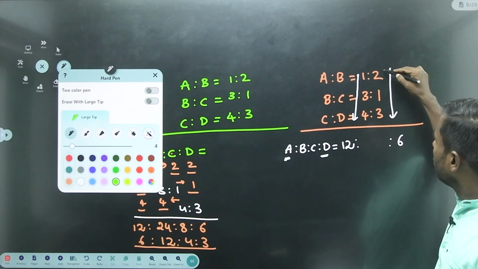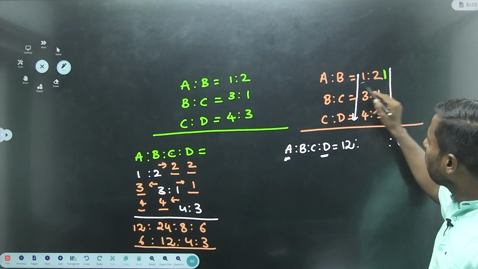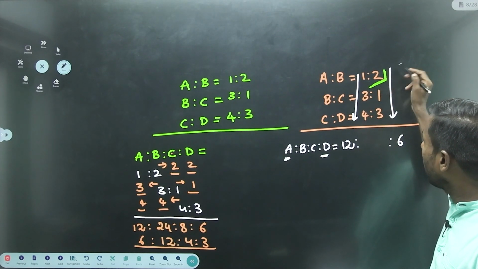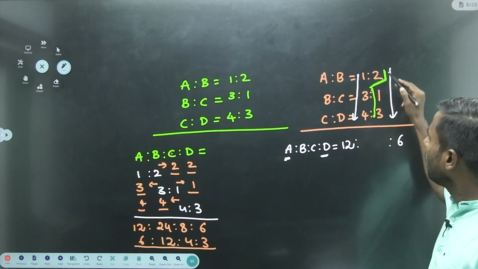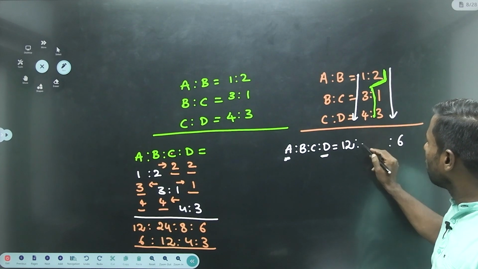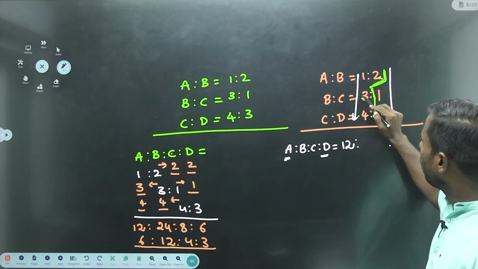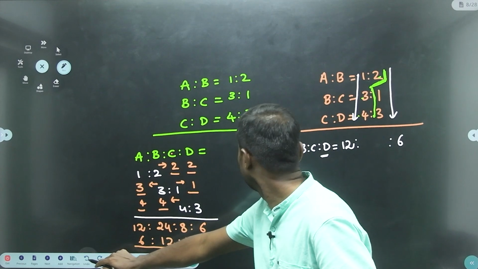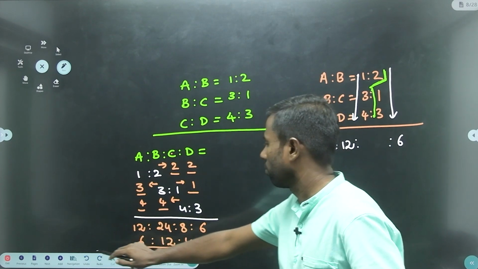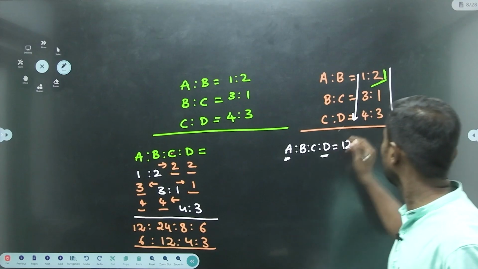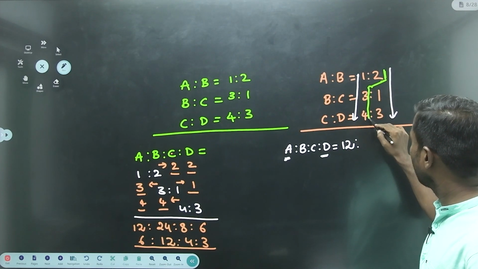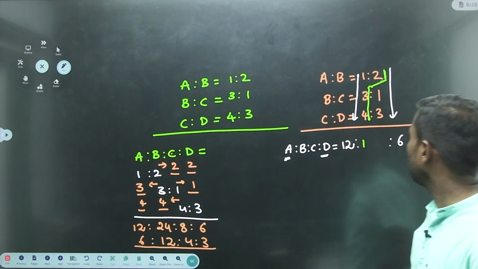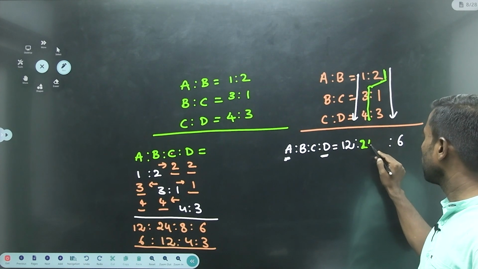To find out the B value, start from the beginning. Wherever B is there, B is a common term, take a turn and come down. Multiply these values: 2 into 3 into 4. Sorry, not 12: 2 into 3 is 6, 6 4s are 24.